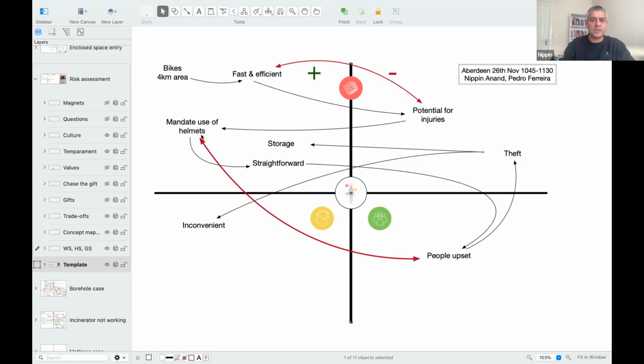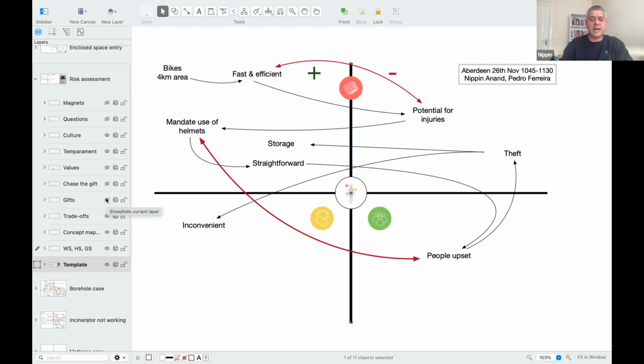The other trade-off you see is between pushing the use of helmets as a compliance, and people being upset about it. So obviously there's a trade-off here. You can go in either direction, or you can come to some sort of a compromise. So it's again a beautiful example of what a trade-off is all about.